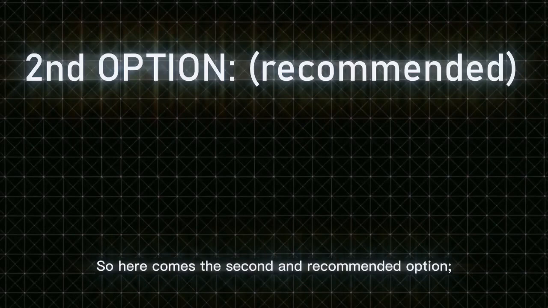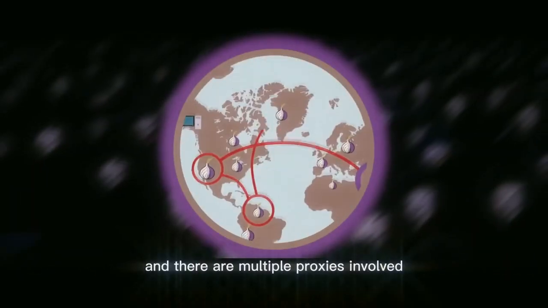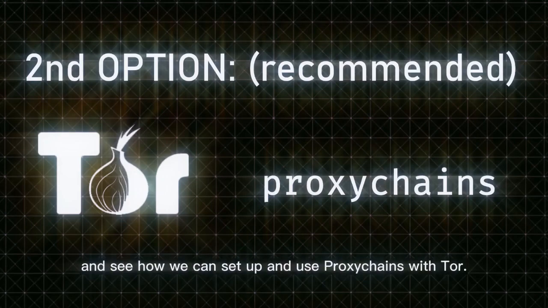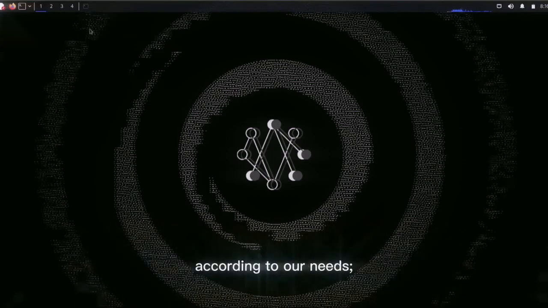So here comes the second and recommended option, which is using Tor with proxy chains to hide our identity, as Tor is more stable and there are multiple proxies involved, which makes it hard to track down our location. So let's start and see how we can set up and use proxy chains with Tor. Okay, so the first step is to configure proxy chains according to our needs.